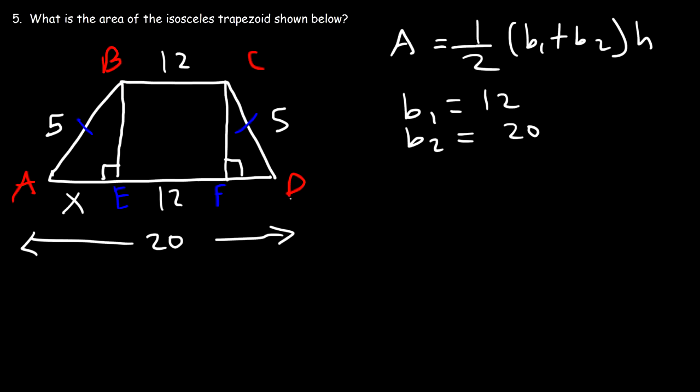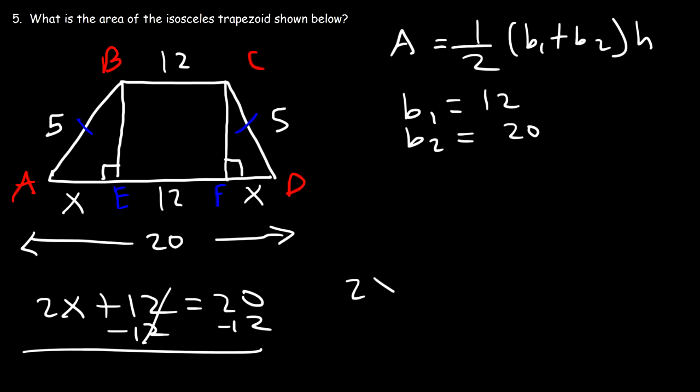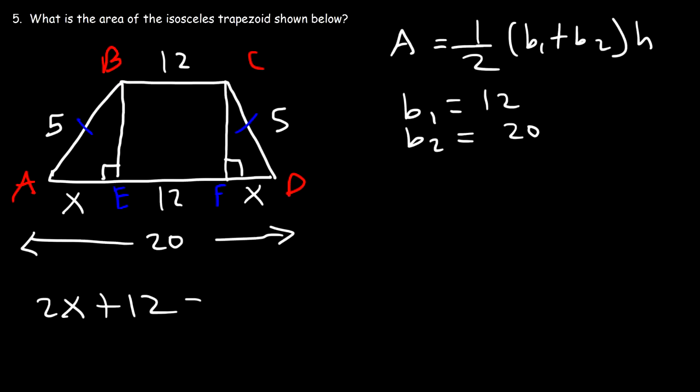So if we call this X and X, we could say that X plus 12 plus X is equal to 20. Or 2X plus 12 is equal to 20. So let's subtract both sides by 12. So 20 minus 12 is 8. And if we divide by 2, we can see that X is 4. So we could put a 4 here. So now we can find H, the missing side.